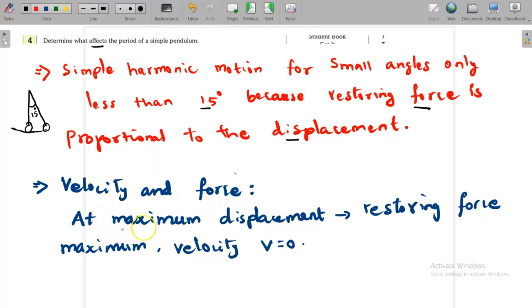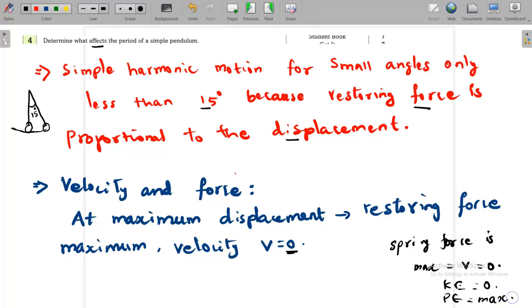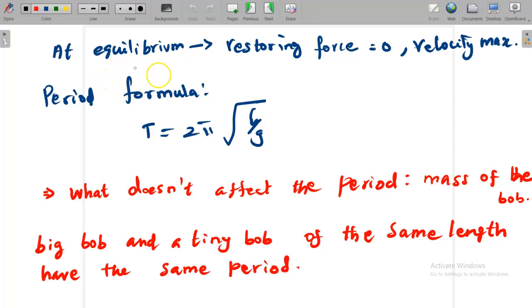Velocity and force. At maximum displacement, restoring force is maximum and velocity is zero. As I told you before, the spring force is maximum, velocity equal to zero, kinetic energy is equal to zero, potential energy is maximum. You can pause this video and copy. At equilibrium, restoring force is zero, velocity is maximum, kinetic energy is maximum, potential energy is zero.